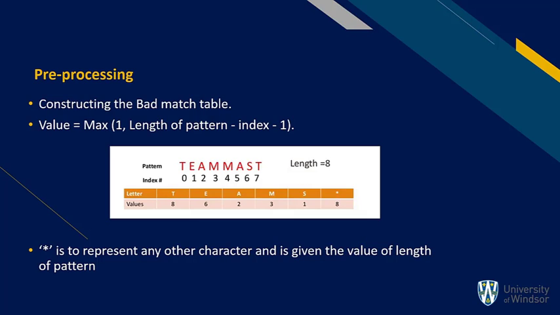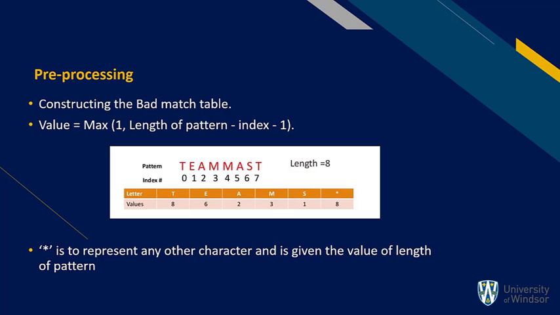But when it comes to E, we're going to use the formula max of 1, comma, length of the pattern minus the index minus 1, since it is the second character of the string. So that in our case is 8 minus 1, which is the index, and minus 1 according to the formula. So that is 6. Similarly, we consider the formula for all the other characters of the pattern and then form a bad match table.